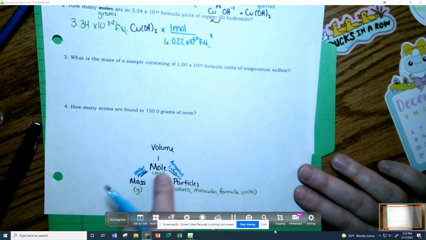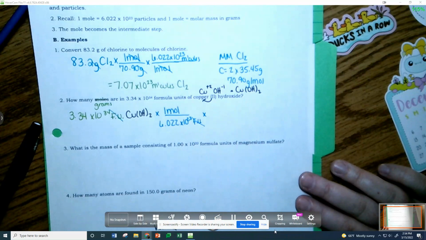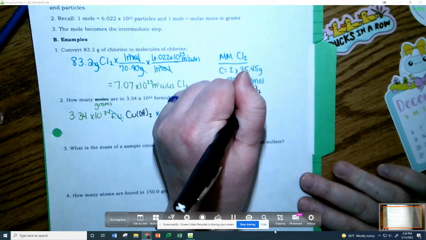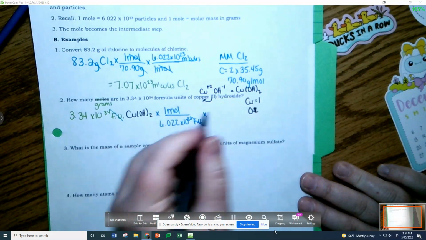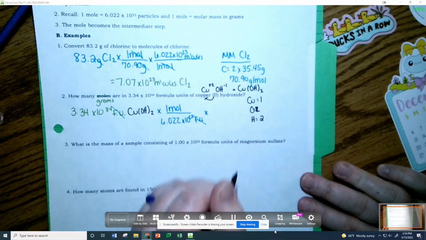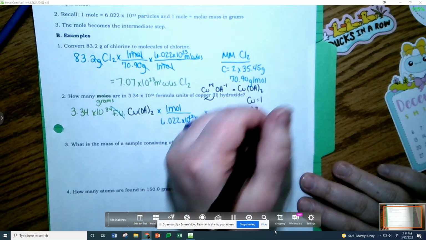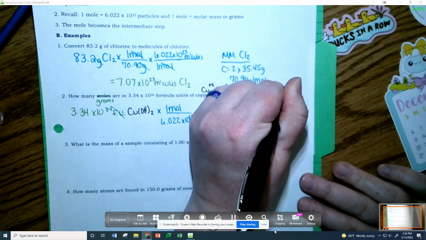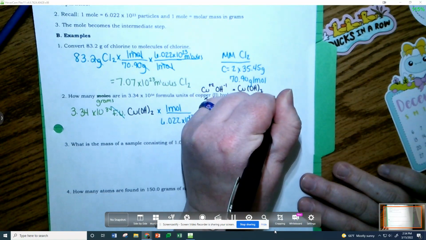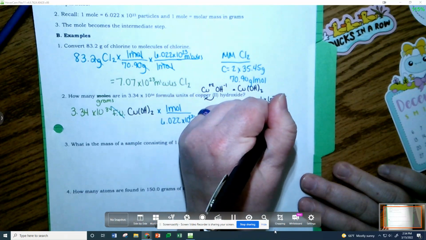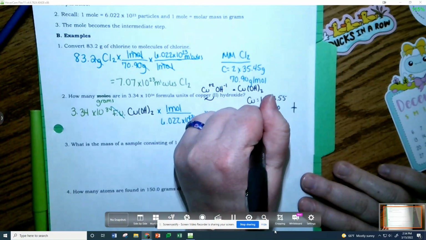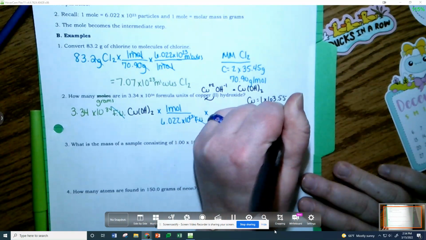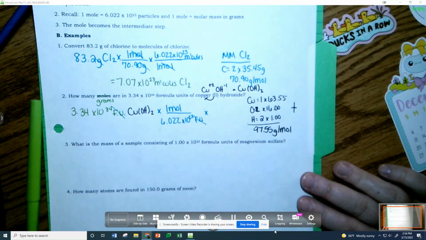I want to solve for grams, so we need to go through molar mass to solve for mass. That's why that formula is important. So when we go to list our inventory, we have 1 copper, oxygen we distribute in, so there's 2 of them, and hydrogen has 2. You would then use your periodic table to come up with their individual masses. Copper is 63.55, oxygen 16, hydrogen is 1. So we multiply and then add all 3 up, and 97.55 grams per mole is the unit there.